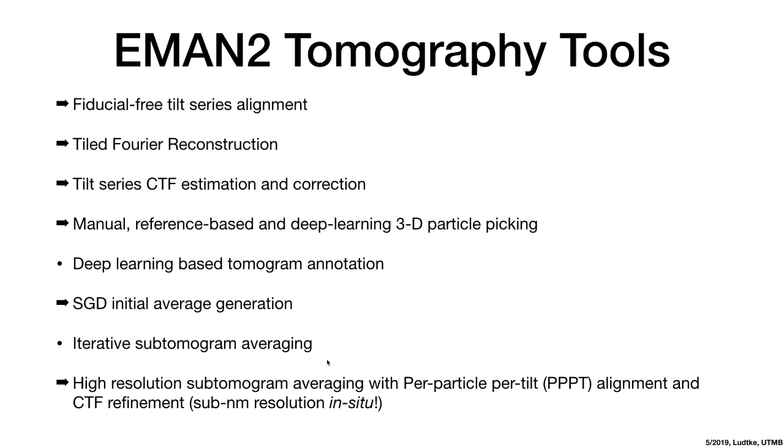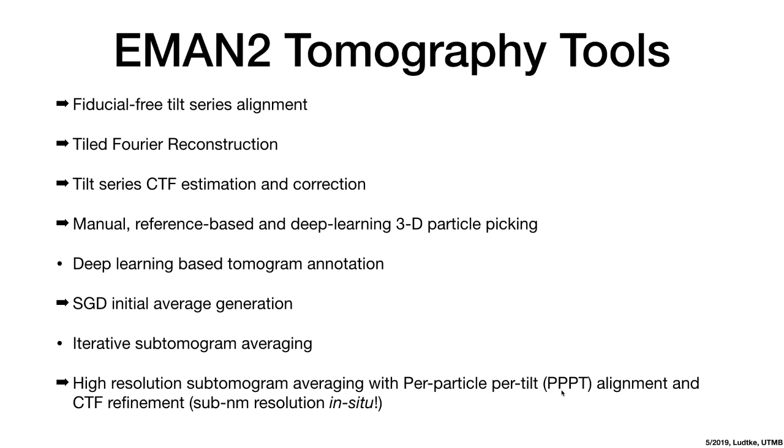Then you have the traditional iterative subtomogram averaging. This is good to get you down to about 20 to 30 angstrom resolution. Even without CTF correction, you can usually get 20 or 30 angstroms. If you do a little bit of basic CTF correction, you can get down to maybe 15 to 20 angstrom resolution using this technique. But if you want to do high-resolution subtomogram averaging, you really have to start working with per particle per tilt mechanisms.